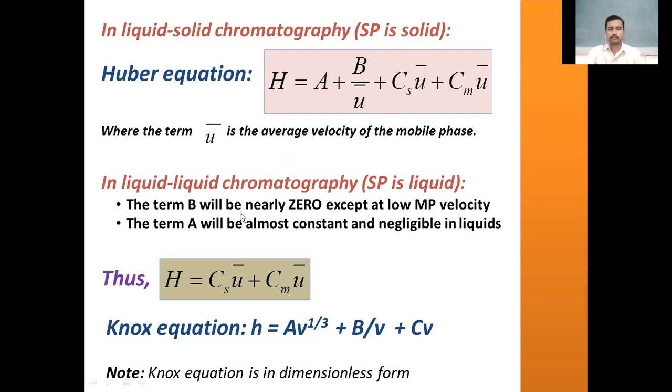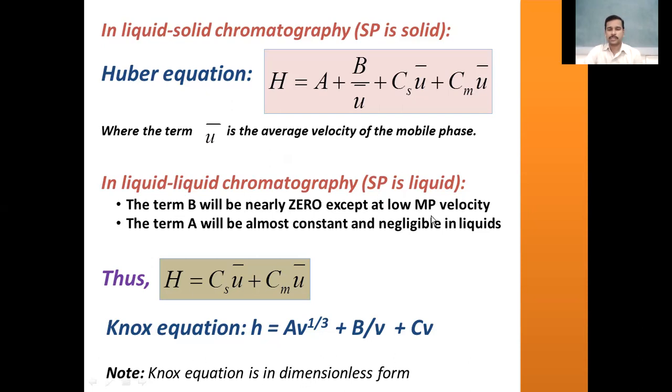Let us come to B term, the longitudinal diffusion term. Because the stationary phase is liquid, two immiscible liquids are present in the chromatographic column, because if you consider the picture, the polarity of the mobile phase and the stationary phase will be completely opposite. Therefore, the term B will be nearly zero except at low mobile phase velocity. At low mobile phase velocity, the solutes will be segregated at the center, right? Therefore, the B term will not be equal to 0 at low mobile phase velocity.